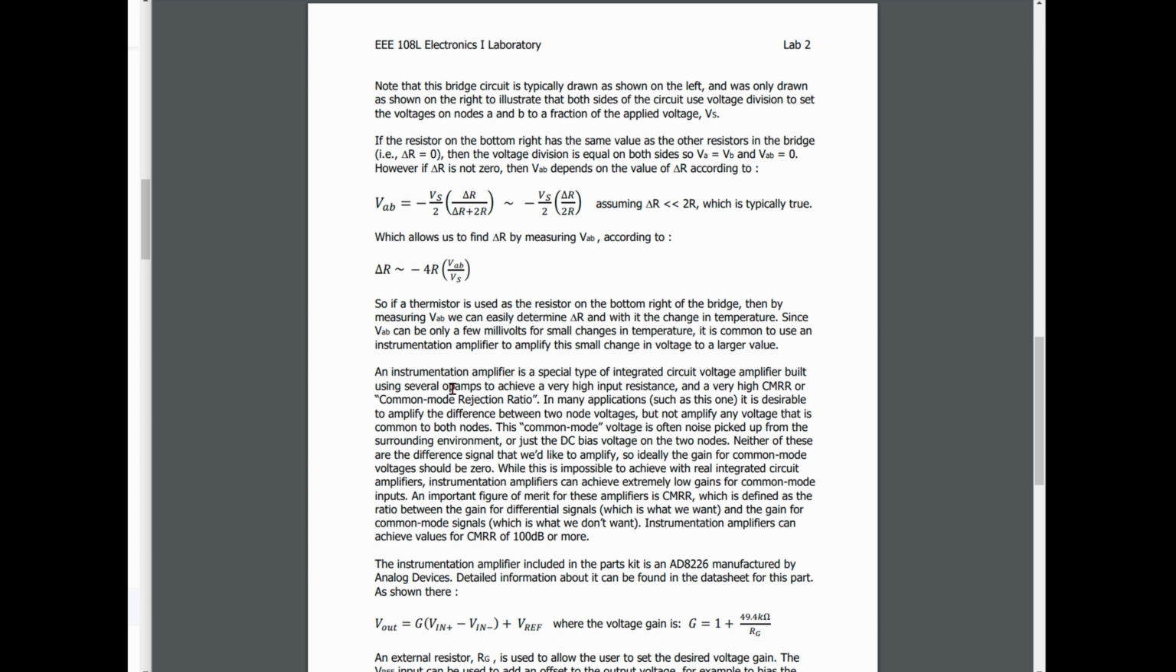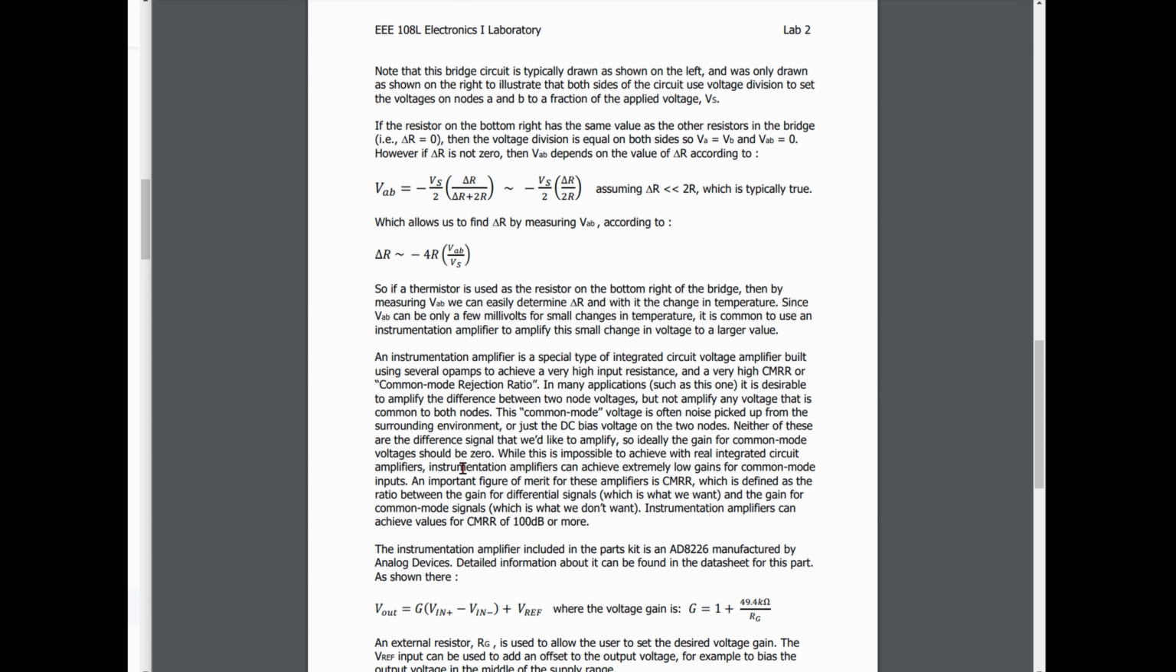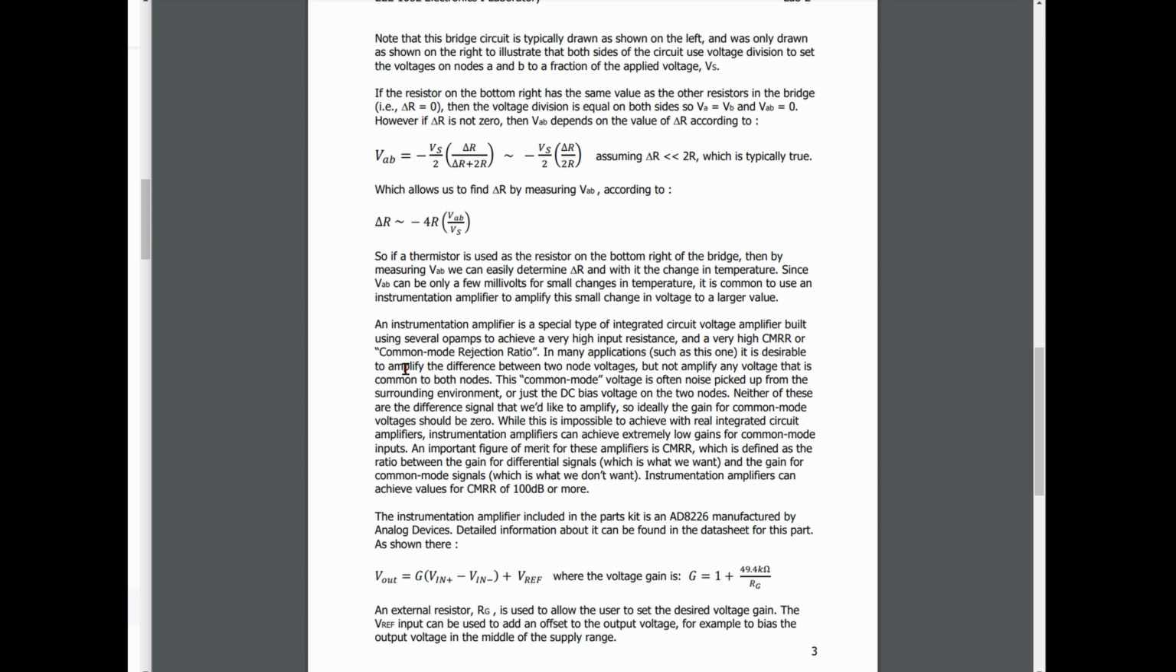Since VAB can only be a few millivolts for small changes in temperature, it is common to use an instrumentation amplifier to amplify this small change in voltage to a larger value, and we just talked about this. An instrumentation amp is a special type of integrated circuit voltage amplifier built using several op-amps to achieve a very high input resistance and a very high CMRR, which is the common mode rejection ratio.